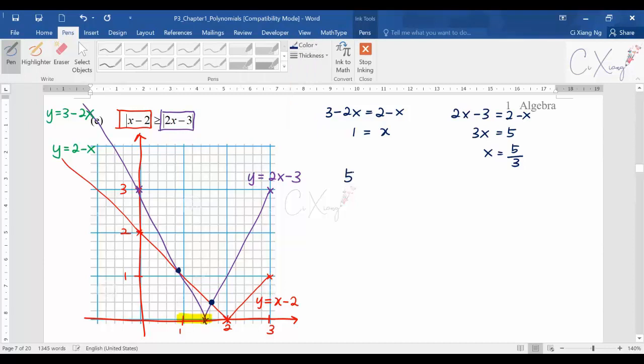It is between 5/3 and 1. 5/3 is larger, right? So this one is actually a 1, and this is actually 5/3. So that means your answer is between 1 until 5/3. Okay, so this is how you draw a graph and decide what your final answer is by using the graph method. This is method number 1.